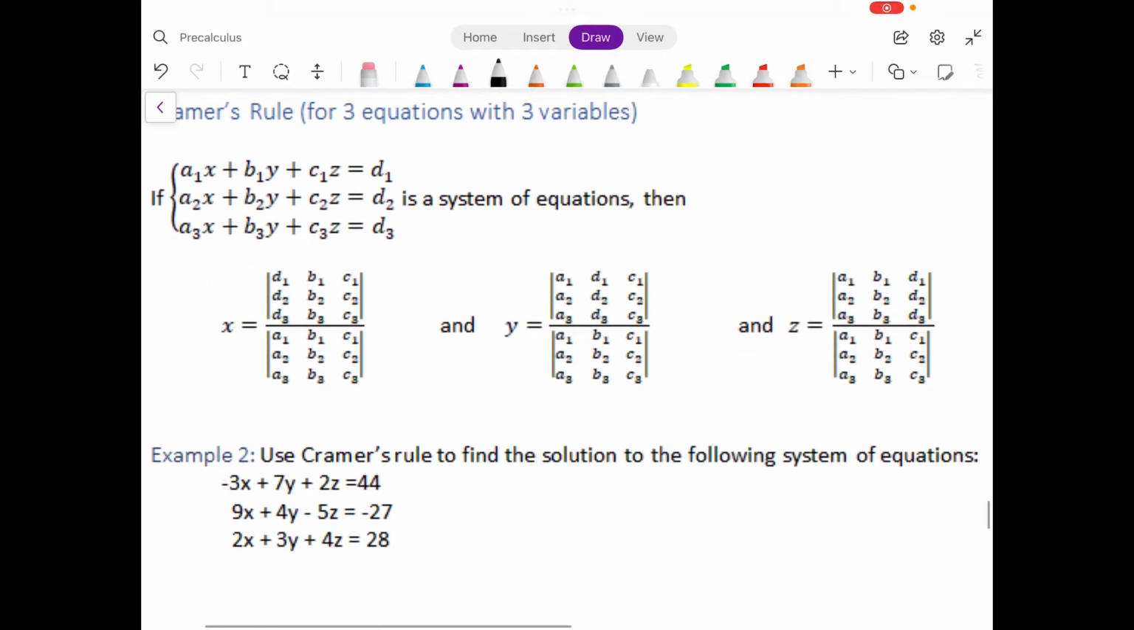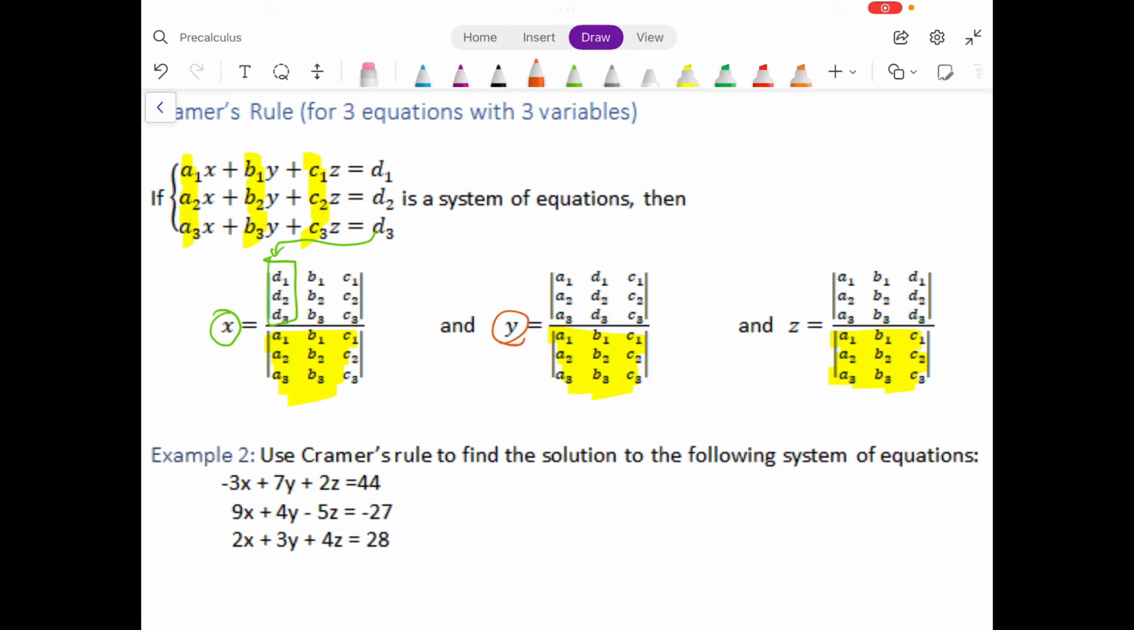Now we have solving the 3x3s. It's actually the exact same concept. So notice that these three denominators are the same. They are simply the coefficient matrix. It's the coefficient matrix. And then the numerators, notice that to find x, we simply, for our x values, we put the constants for x values.